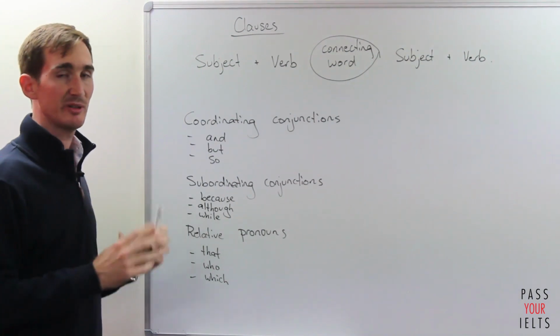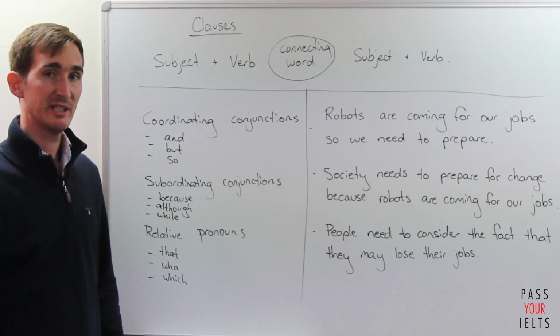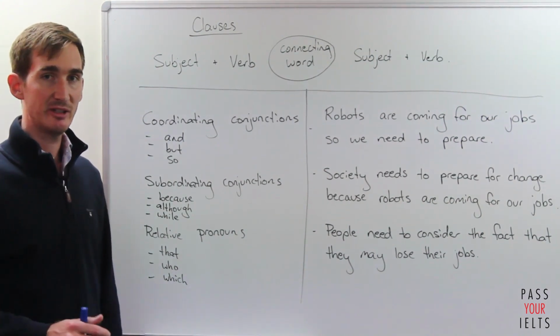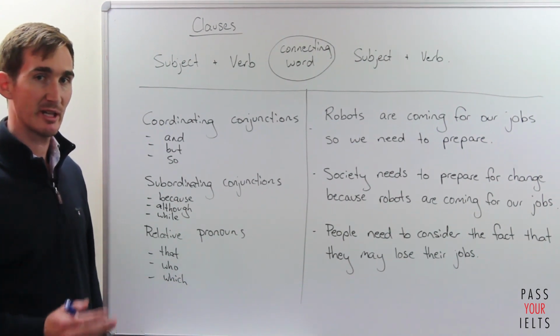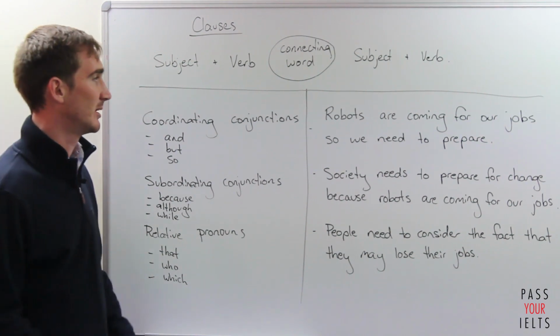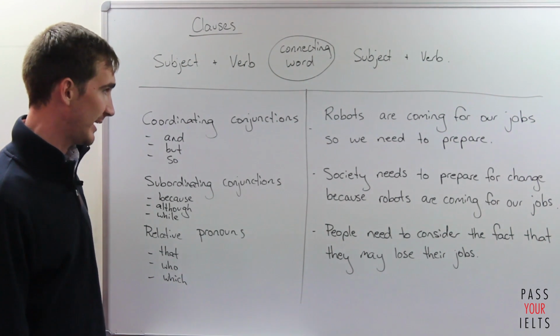Let's look at some example sentences to help us understand this a bit better. I've got some example sentences here that show how to use these connecting words. I've used the theme automation and robotics coming for our jobs. Let's look now at the first sentence. It says, robots are coming for our jobs, so we need to prepare.